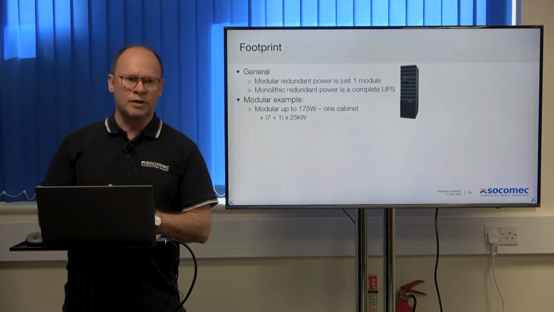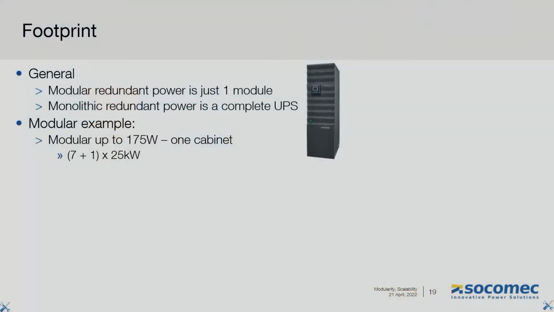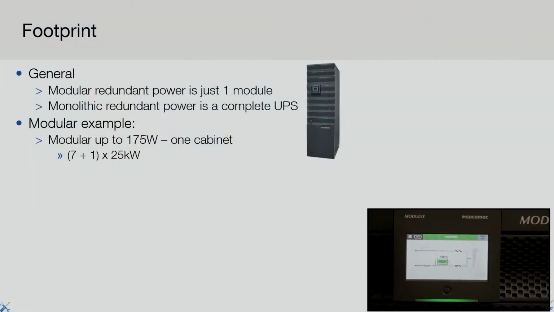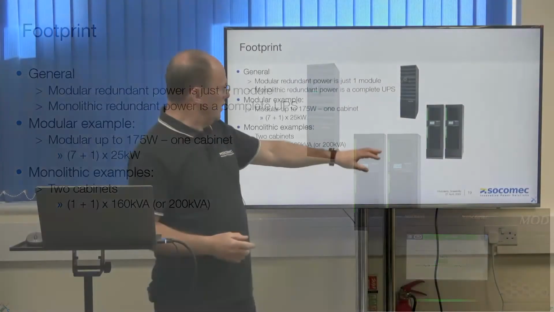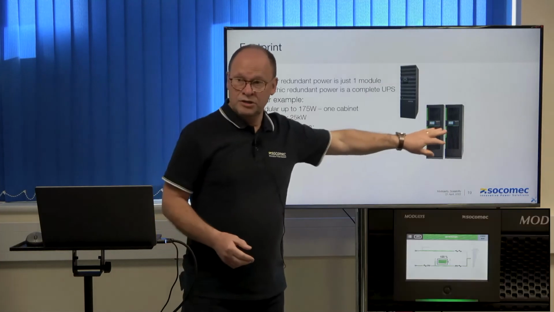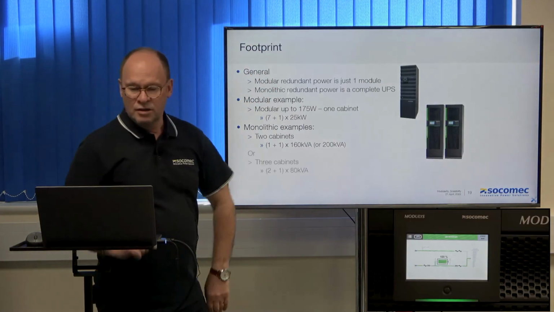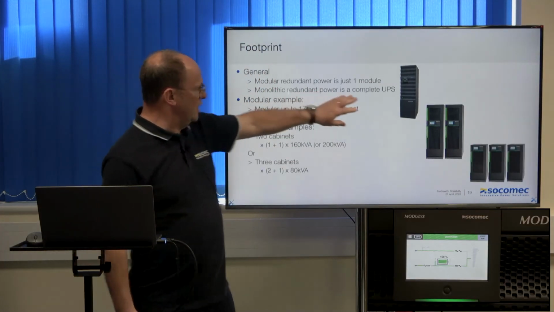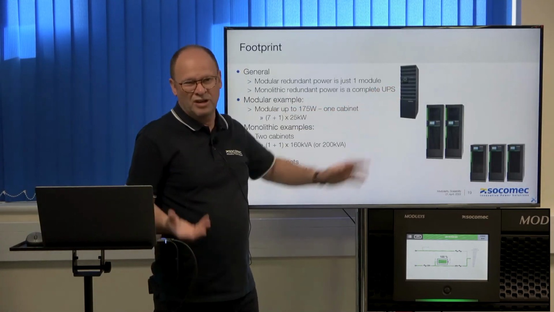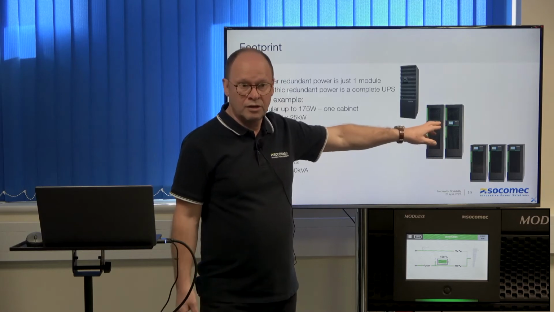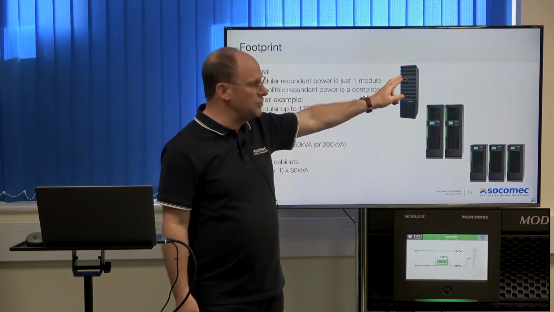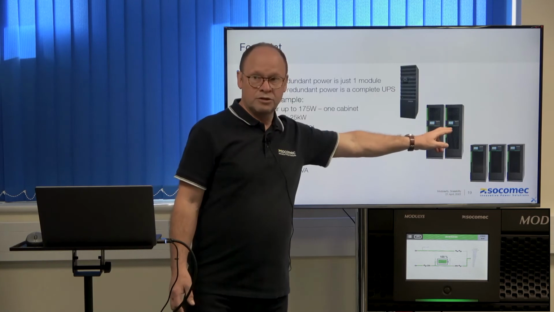Footprint briefly. A modular system like this, one of the big benefits of it from a cost point of view and a space point of view, footprint point of view, is that your redundant module, your redundant part, is just one little 25 kilowatt module. If you're using monolithic systems, then you're going to need 2 cabinets. You might go for 3 cabinets. So here, if it's 175 kilowatts N+1, depending on what your load is, you might use a couple of 160s or a couple of 200 kVA systems. So here you've got 25 kilowatts of redundant power, here you've got 200.